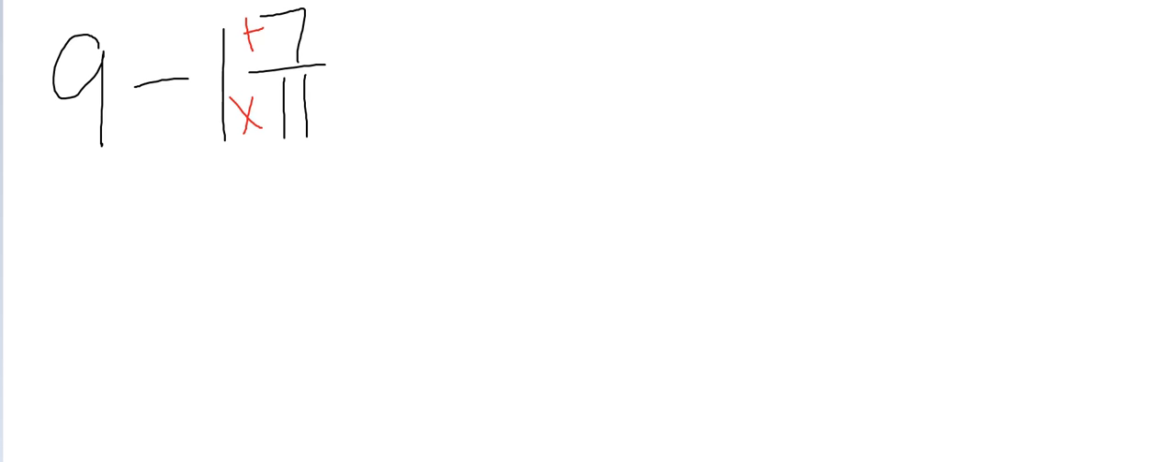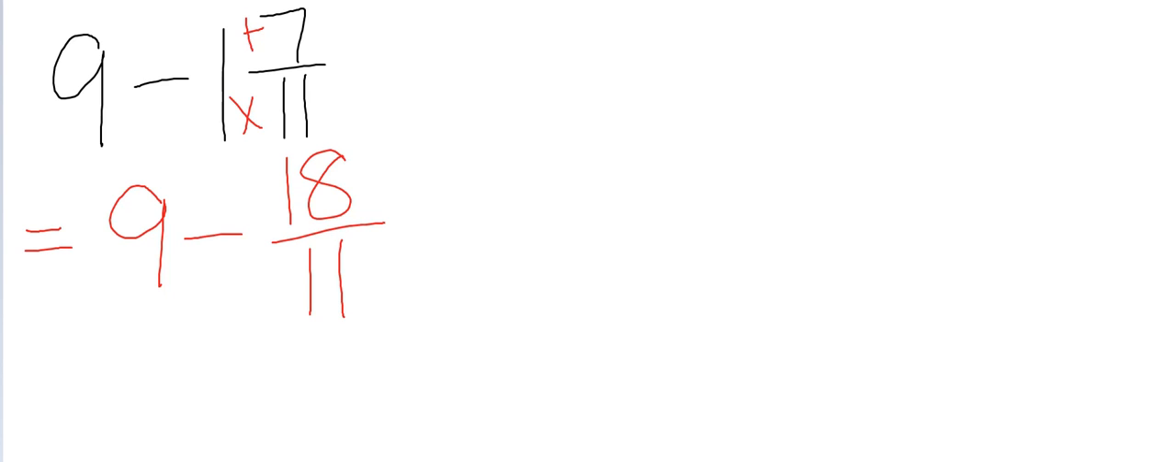Let's try another question. 9 minus 1 and 7 over 11. So before we do anything, we need to change this mixed fraction into an improper fraction. So this becomes 9 minus 11 times 1 is 11, plus 7 is 18, 18 over 11. Now we need to realize that 9 is a whole number, but 9 can also be written as 9 over 1, because 9 divided by 1 is still 9. So what can we do to this one so that it becomes equal to 11? Well, we can just multiply 1 by 11. And we can do the same to the 9.